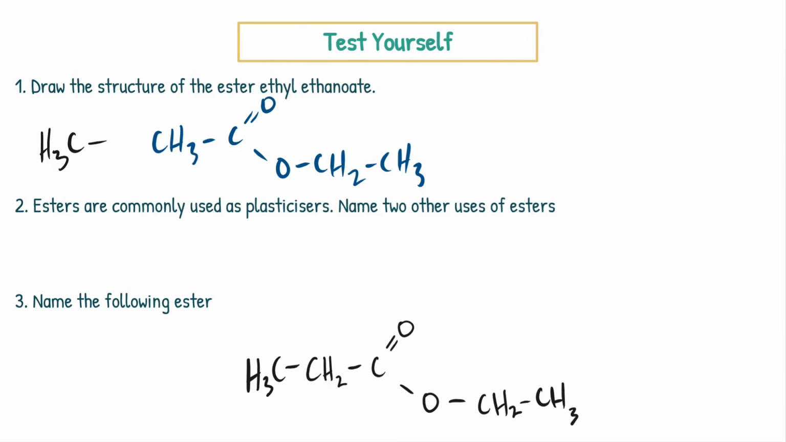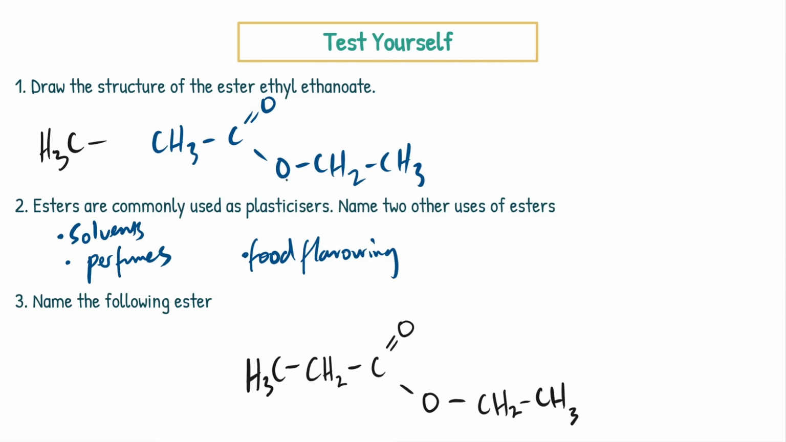Right, question 2. Esters are commonly used as plasticizers. I just went through this, guys. Name 2 other uses of esters. All right, so we have 3 other options to choose from. I'm going to choose solvent and perfume. Okay. All right, solvents, perfumes. What is the other one? Do you remember? Food flavoring. All right, cool. That's the 3 other ones you need to remember.